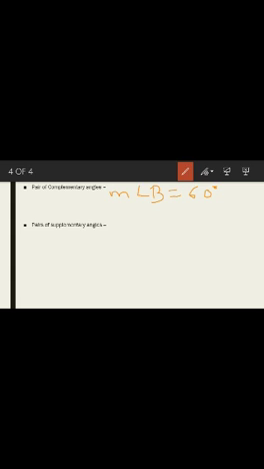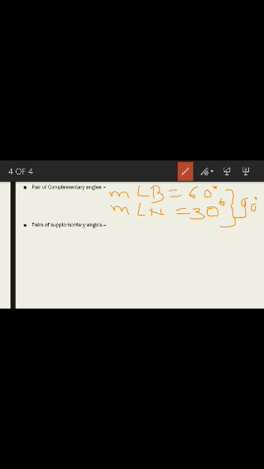Now if you want to make complementary angles, then what is the pair of the measurement of B? That is the measurement of N, which is 30 degrees. So 60 degrees plus 30 degrees will come to 90 degrees. So the measurement of B and the measurement of N are a pair of complementary angles. This is the one example I have solved. You need to solve the others also.